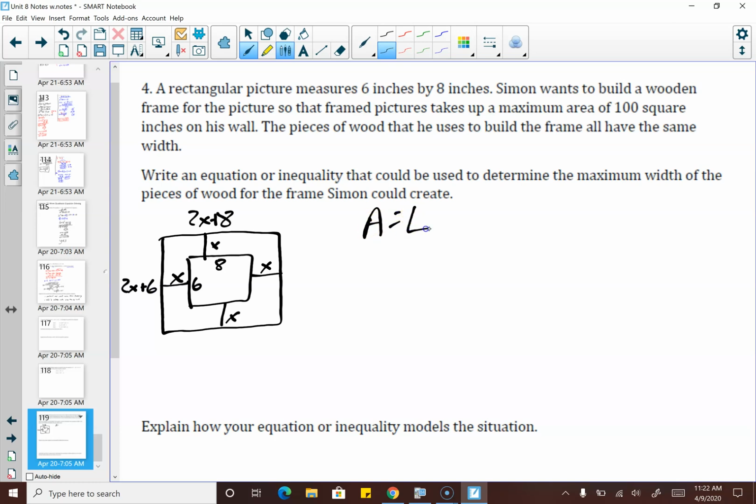We know the area of a rectangle is length times width. So 2x plus 8 times 2x plus 6. Now it says equation or inequality, so you can use an equal sign for the area of 100, or if it says maximum, you could also use less than or equal to. It's kind of up to you. Because it stays consistent with what we've been doing, I'm going to use the equal sign.